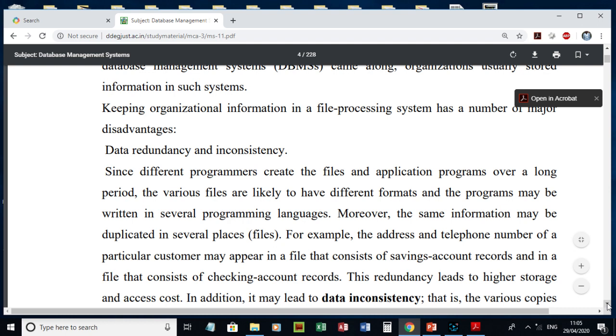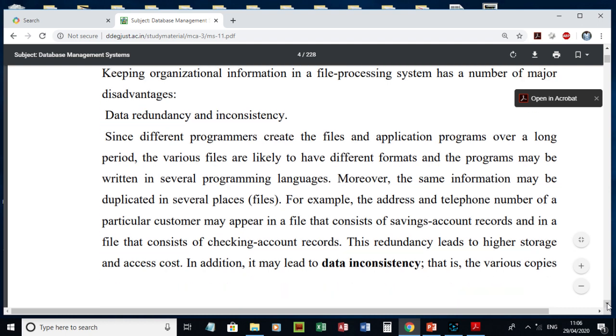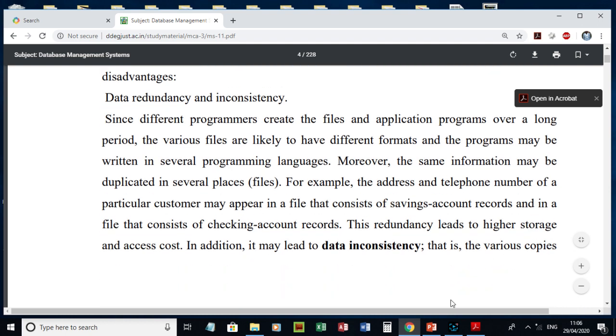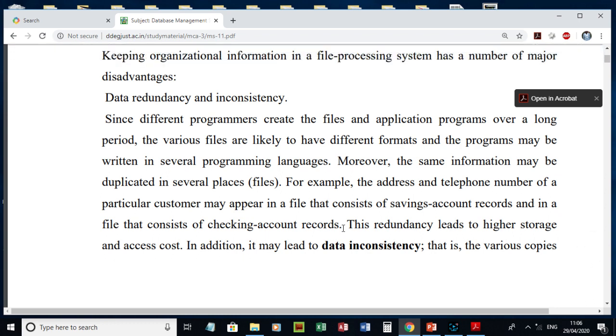This redundancy leads to higher storage and access costs. When you have data redundancy, repeated data takes space, and that comes at a higher cost. You need more files, more hard drives, and external hard drives with storage capacity. So data redundancy leads to higher storage and access costs.